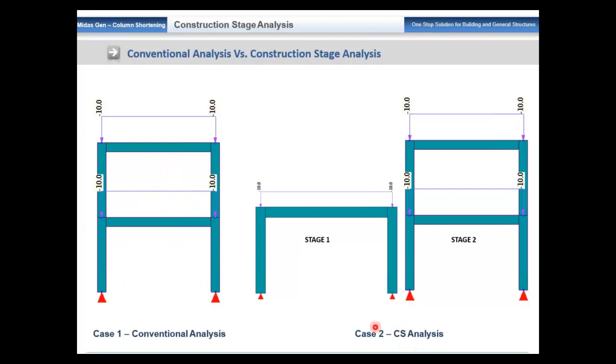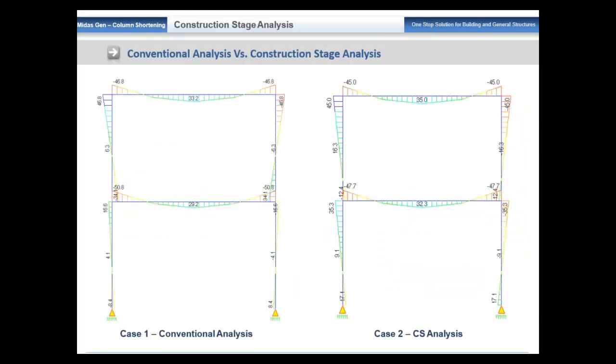But in the construction stage analysis we have considered two stages. In the first stage one story is constructed and the load is applied. Again, in the second stage, two stories are constructed and the load is applied accordingly. Now we'll have an interpretation about the moments. As you can see at the base of the structure, the moment is around 8.5 when you go with the conventional analysis. But with the construction stage analysis, the moment is increased at the base of your structure.